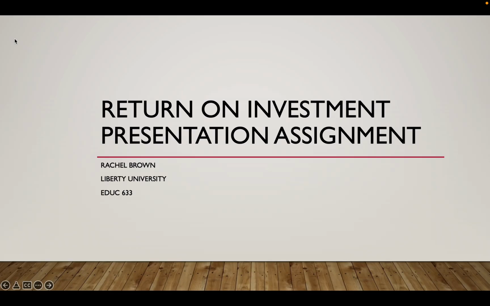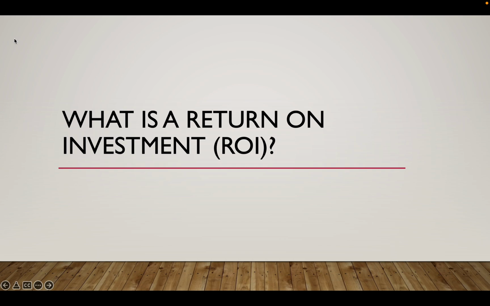But here we're going to be looking at my return on investment presentation assignment. So there's first a couple things we need to identify: definitions, meanings, things like that. And the first one of those is, what is a return on investment? ROI is an easier way to say it when we are specifically talking about presentations.